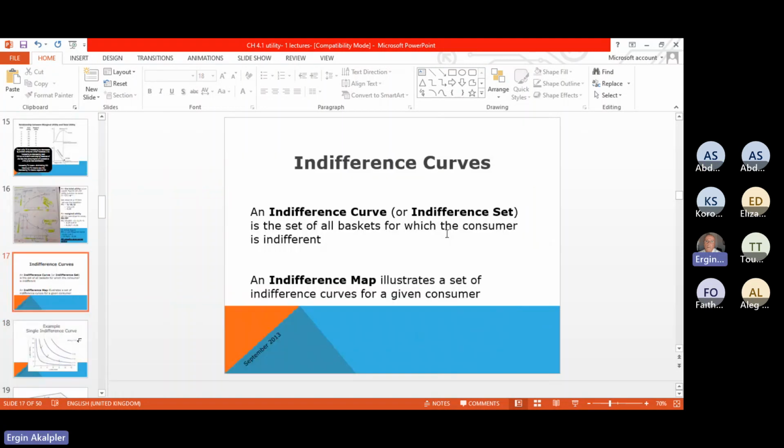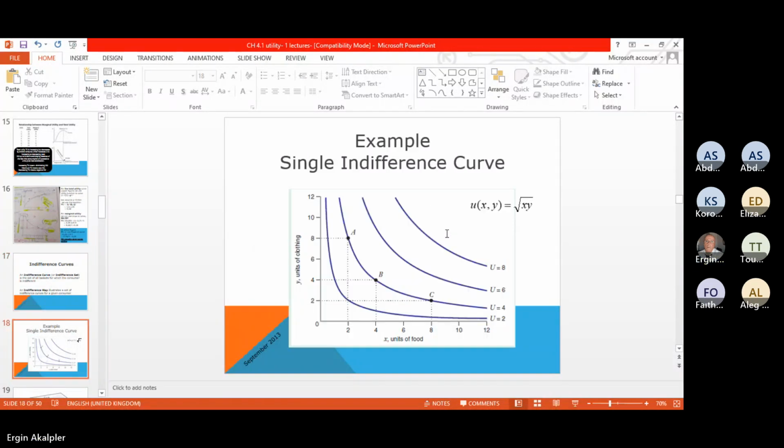Okay, the indifference curve. An indifference curve, or indifference set, is the set of all baskets for which the consumer is indifferent. An indifference map illustrates a set of indifference curves for a given consumer. As it is given here, U1, U2, U3, U4, or U equal to 2, U equal to 4, U equal to 6, and U equal to 8.